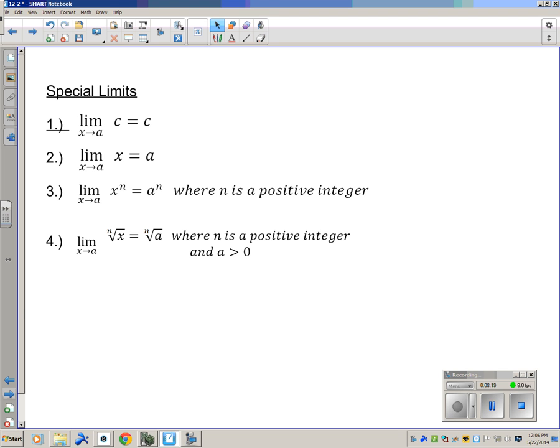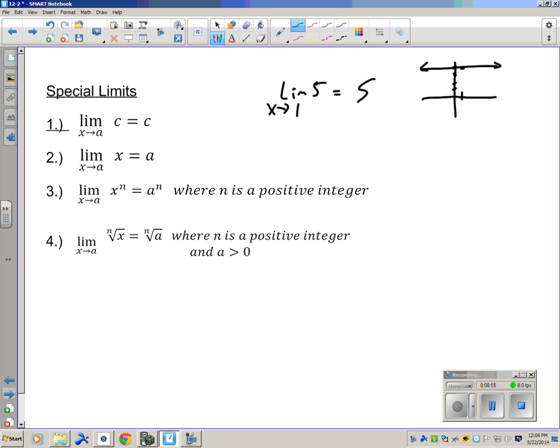So coming over here, there are some special limits. You've got the limit as x approaches a of c is equal to c. You can think about that as just a constant. If I've got 5 and the limit as x approaches 1, it would be a graph with a horizontal line up here at 5. Because it's up there at 5 as it approaches 1, let's say 1's here, you approach from the left, you approach from the right, and you're up there at 5, so your limit would be 5.